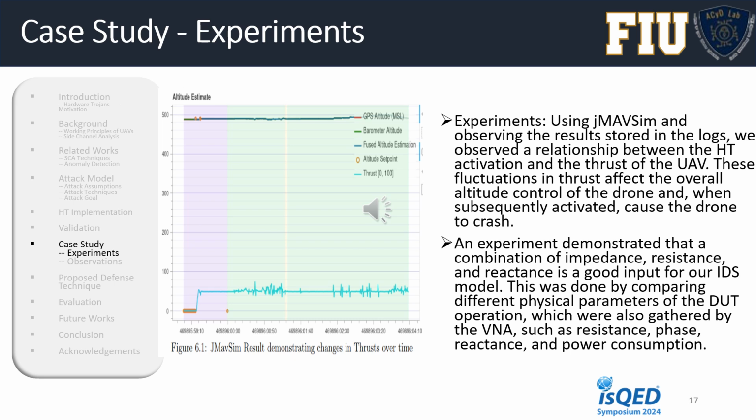Another experiment is that we demonstrated that the combination of impedance, resistance, and reactance is a good input for our intrusion detection system model. This was done by comparing the different physical parameters of the device under test, which were gathered by the vector network analyzer that we used, which I'll talk more about in a bit. Some of these parameters are resistance, phase, reactance, and power consumption.